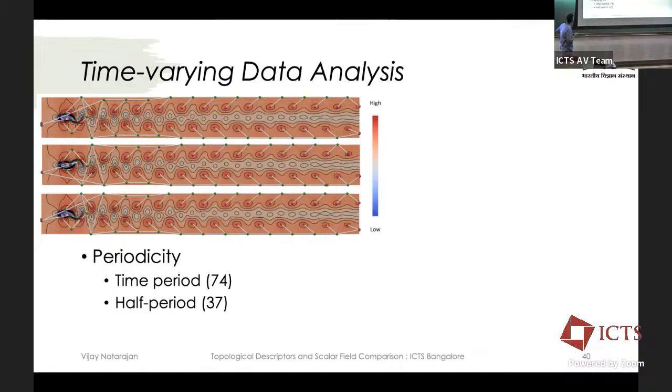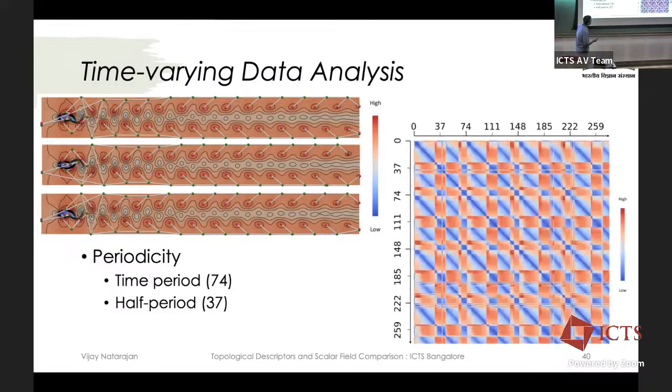So we identify periodicity by just comparing the merge tree at one time step with subsequent time steps. If you see the distance matrix, that's what you see. Of course, the diagonal is blue, but you see these off diagonals at 37, 74, and so on. In fact, we know that the periodicity is 74. We identify this other diagonal, 37, and we call it half period. That's where the vortices kind of swap.